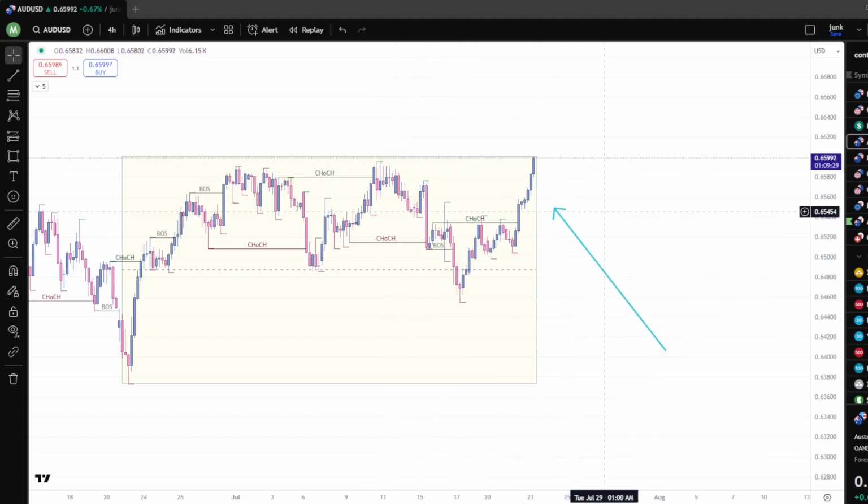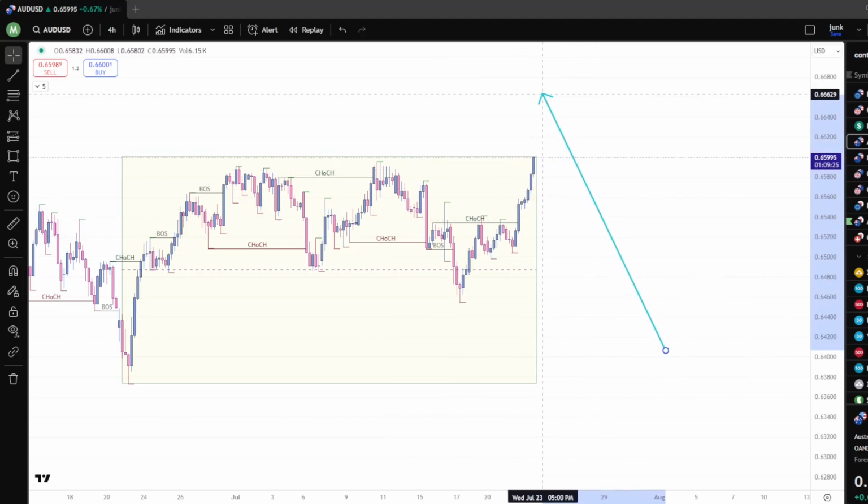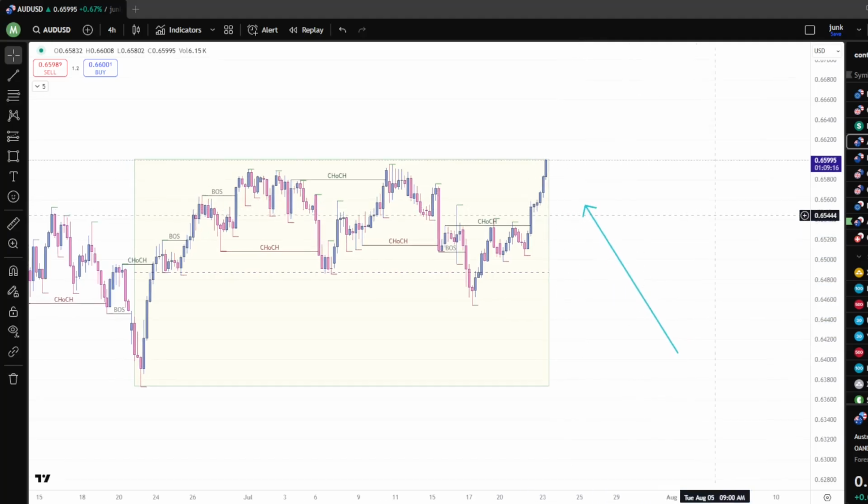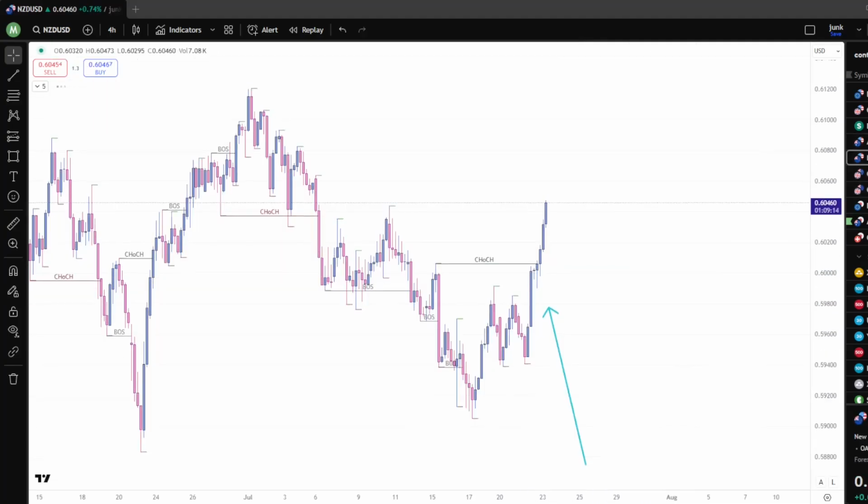So now only looking to see any type of retracement back down, see how far this can go. If it goes higher, looking for any type of retracement, I'll probably change the range that it's in. But if it just starts to consolidate, we'll just keep it here. But only looking for any type of buying opportunity for AUD USD, NZD USD.